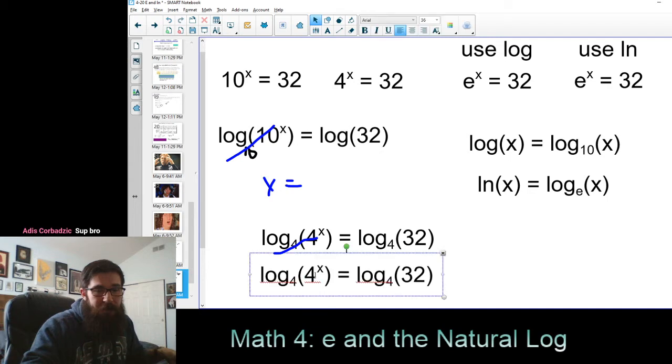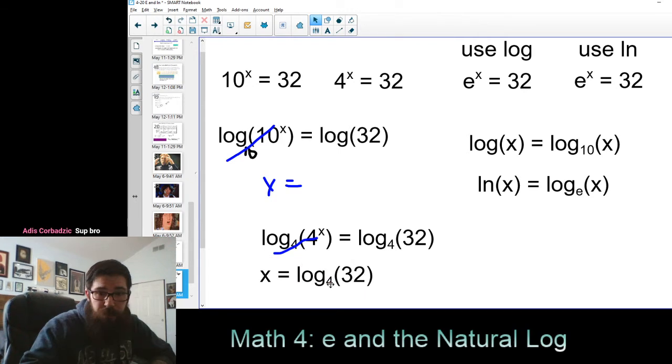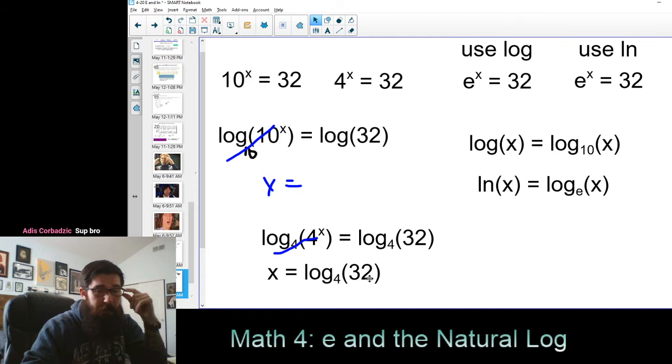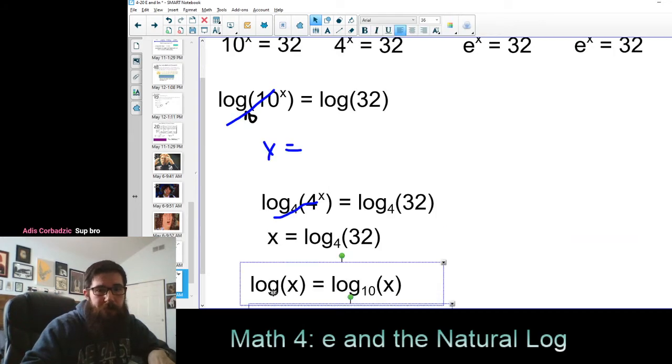What's this going to give me? Right? And we know how to do this. You can do change of base formula. You can type this into your calculator. You can do log 32 divided by log 4. Great. All that's fine. It works. I like to do it with the log base 4. Sure. Let's come over here now.